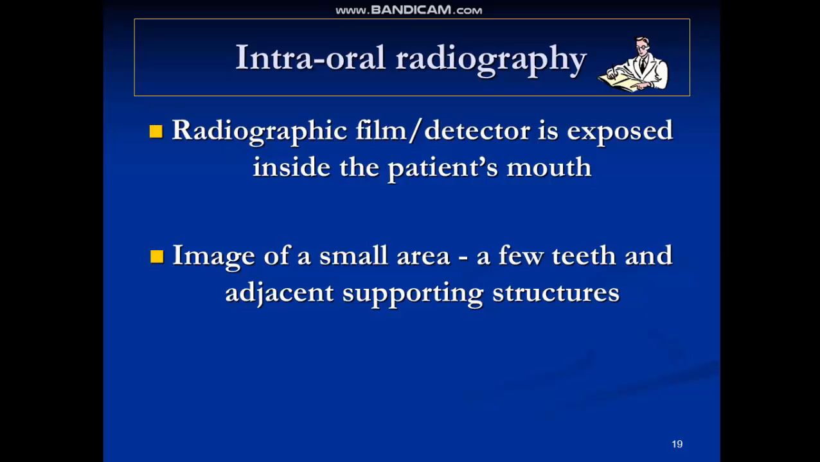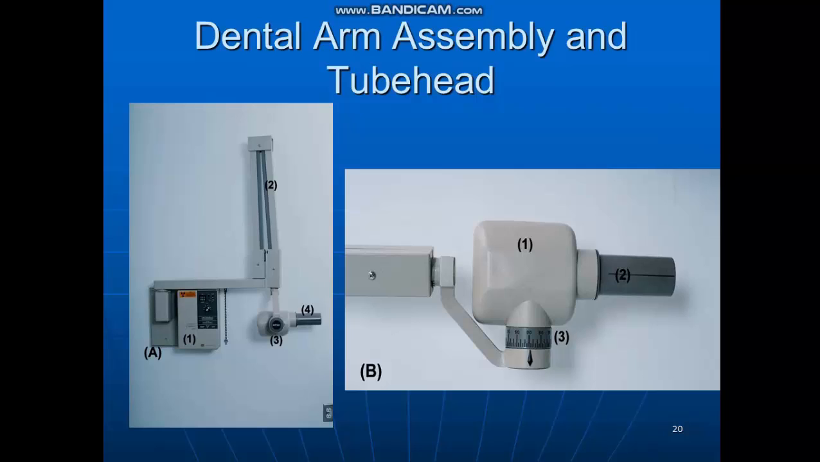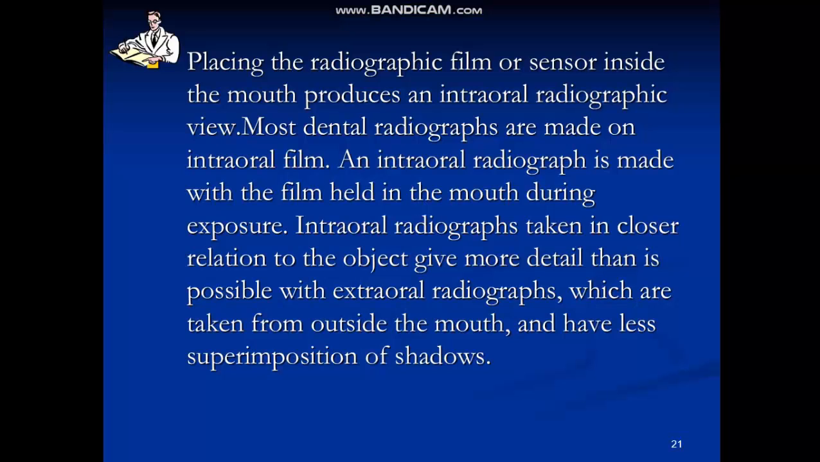Intraoral radiography. Why do we name it intraoral radiography? Because in this type of radiography, the radiographic film is placed inside the patient's mouth during exposure. In this picture we can see an image of a small area, a few teeth and adjacent supporting structures. In this picture you can see the dental X-ray tube head, which is used in intraoral radiography.